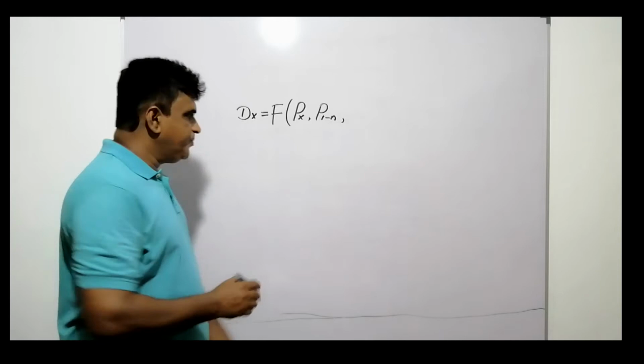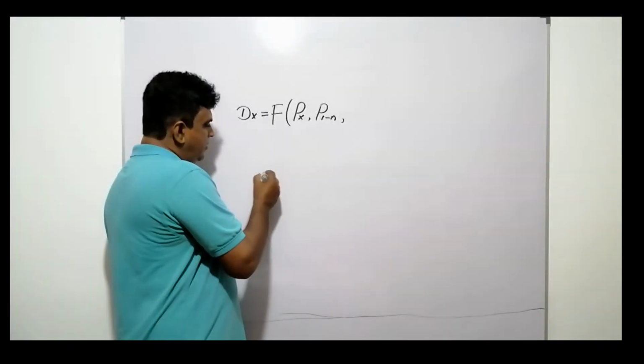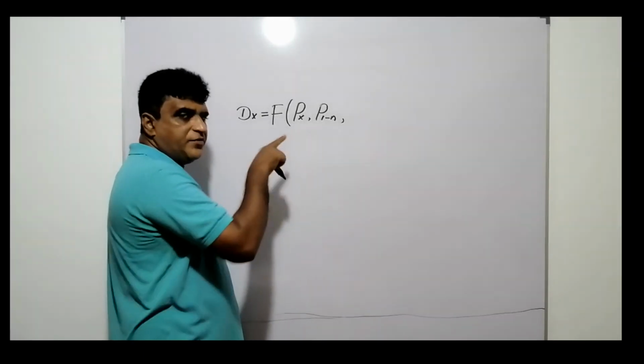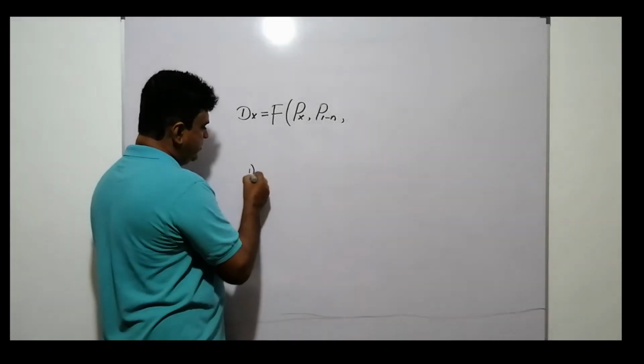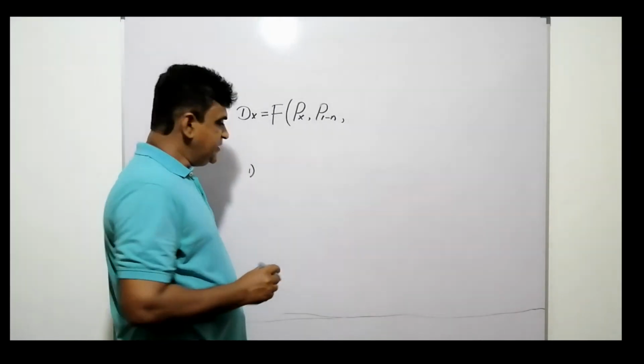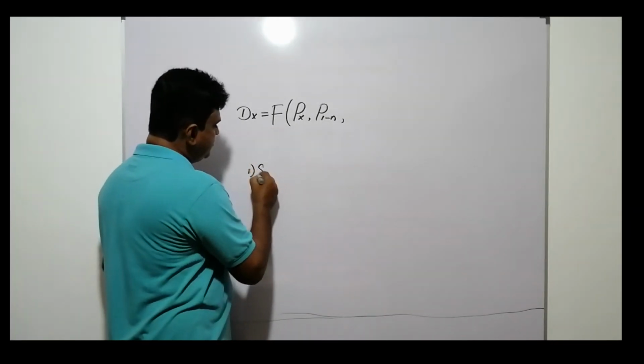What are those goods? Mainly, we have two types of goods that affect this demand. One good is substitutes.